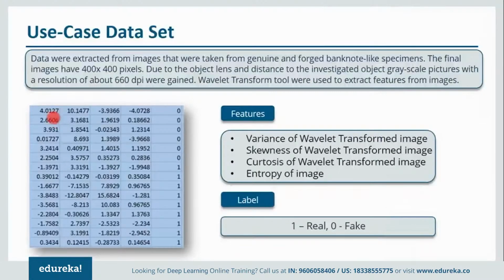Let us discuss these features and labels one by one. So the first feature, or the first column, is nothing but the variance of a wavelet transformed image. The second column is about skewness. The third is kurtosis of the wavelet transformed image, and finally the fourth one is entropy of the image. After that, when I talk about the label, which is nothing but my last column, if the value is 1, that means the pattern represents a real note, whereas when the value is 0, that means it represents a fake note.